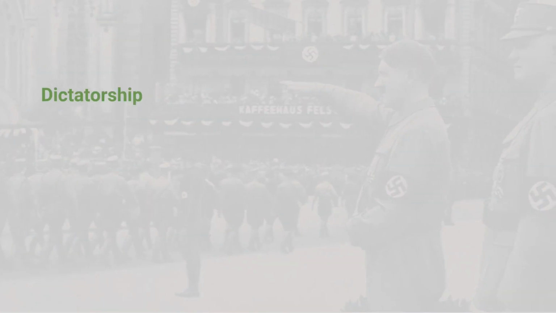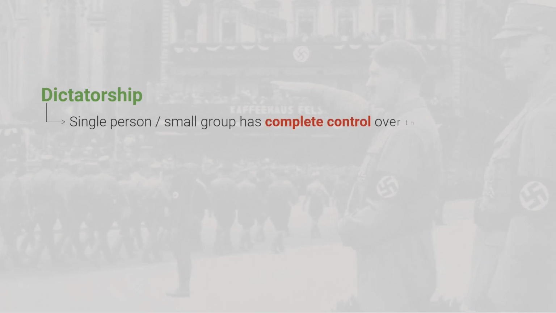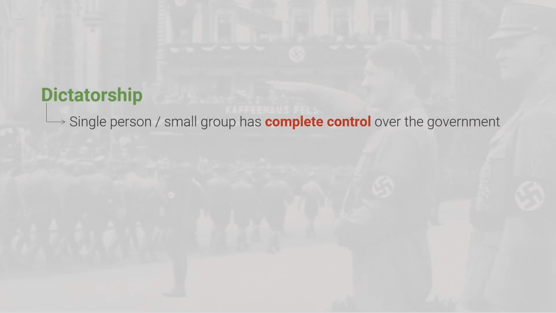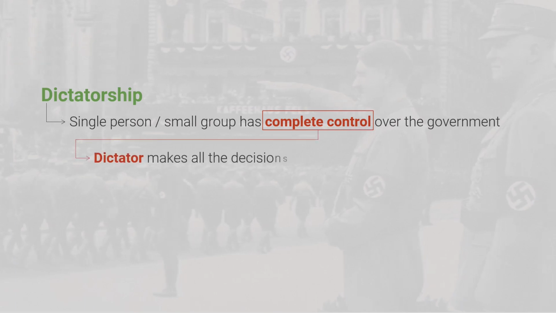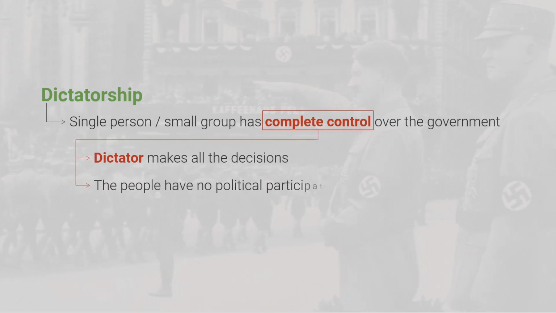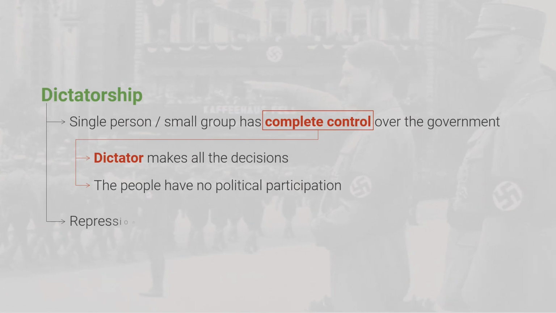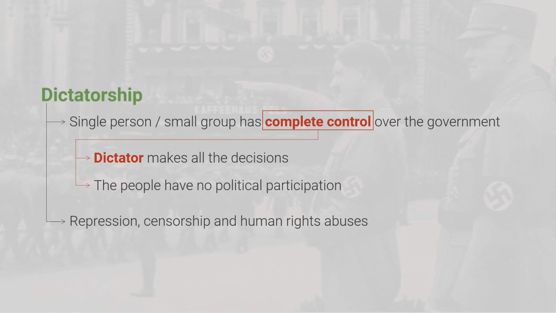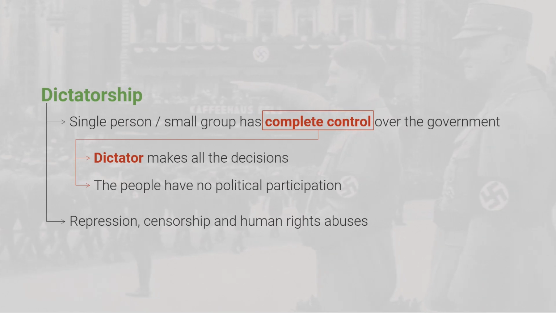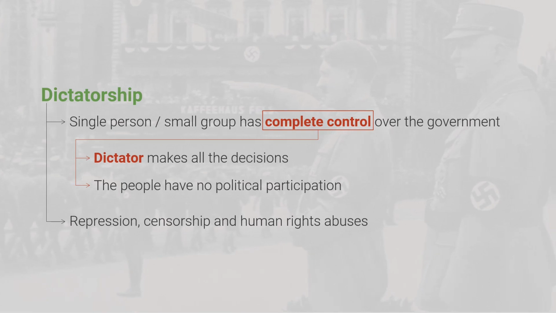Dictatorship. A dictatorship is a form of government in which a single person or a small group of people have complete control over the government. The dictator has the authority to make all the decisions, while the people have no participation in it. Dictatorships are often characterized by repression, censorship, and human rights abuses. They are usually established through a coup or a revolution, or are inherited from a previous dictator.